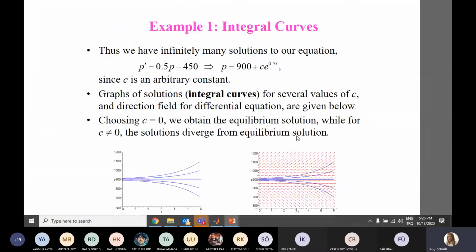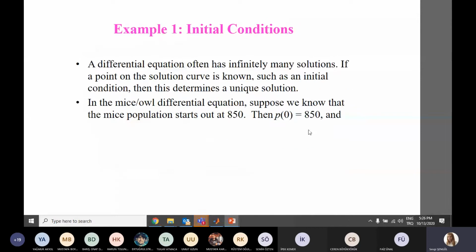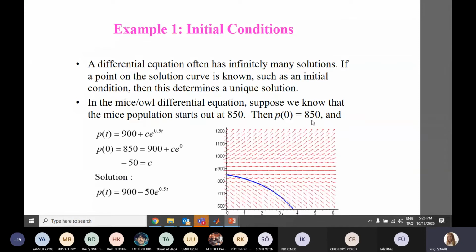And as I told you, the integral curves or graphs of solutions for several values of c means that for different c values, you can see different dynamics for the population. And this is just one way to solve it. For example, for P0 = 850, your solution will be decreasing, decreasing, and decreasing. So how do you apply this P?